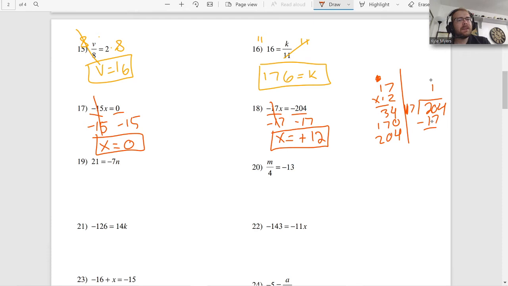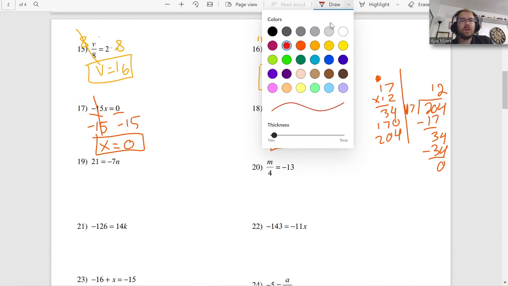1 times 17 is 17. Get 3, 34, and then that would go in twice. Yeah, that was way easier than trying to guess what it multiplies by. So either way works. And then, of course, if you can use a calculator, just use a calculator and just ignore everything I just said. On to the next one.